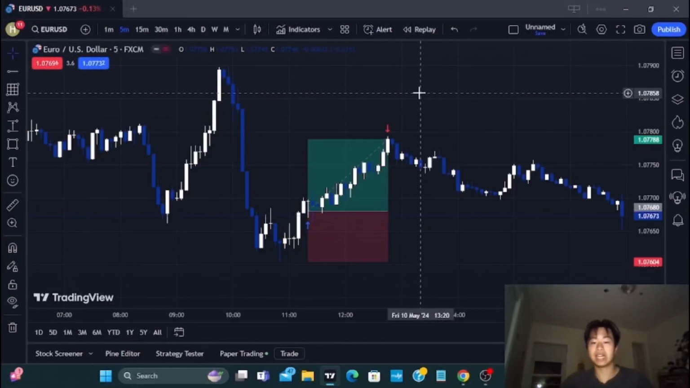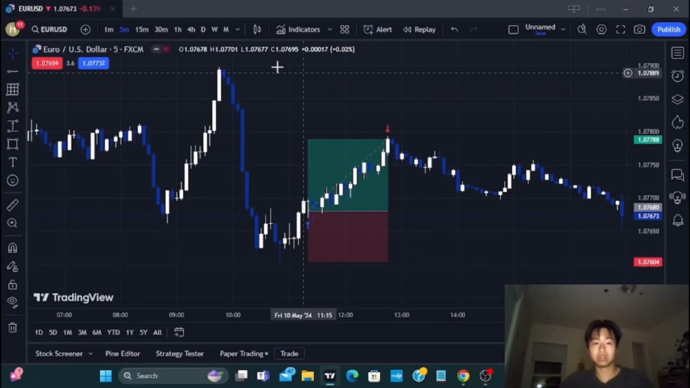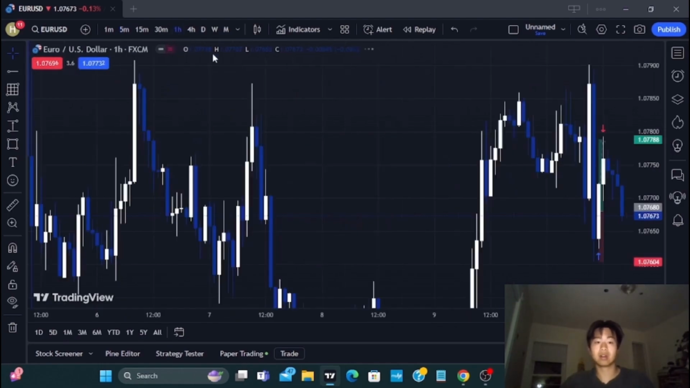This is the profitable trade that I took today on May 10th in school during class, and let's go right into the confluences for the trade.